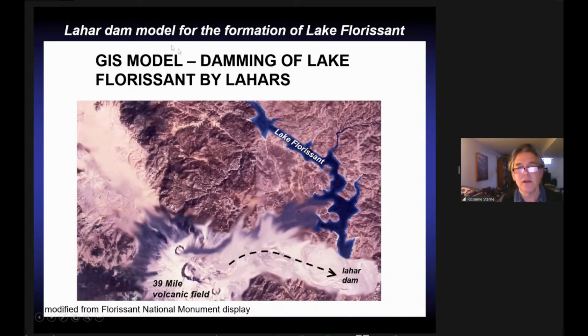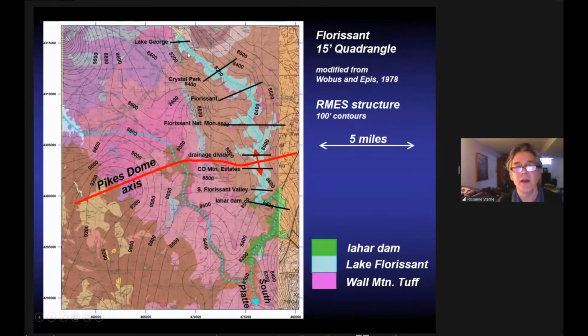And if we look at the Wobus and Epis map, all these little pink dots, and unfortunately they look a lot like some of the basement colors, but these are all Wall Mountain Tuff outcrops, and then we have the lake deposits. So we have very good control for the shape of the Rocky Mountain Erosion Surface, and we have these kind of gentle 100-foot contours.